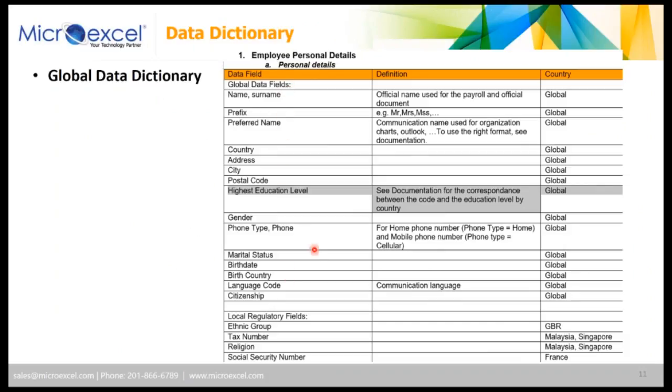Okay, so the next one, now that we have the base systems starting, we will have to have a clear definition, and that's our data dictionary. So we will have what we call a global data dictionary as well as local fields. This is just as an example. Here we will go through personal details, and in each of the personal details we have a certain set of fields. And in this set of fields we'll have to have a clear definition.